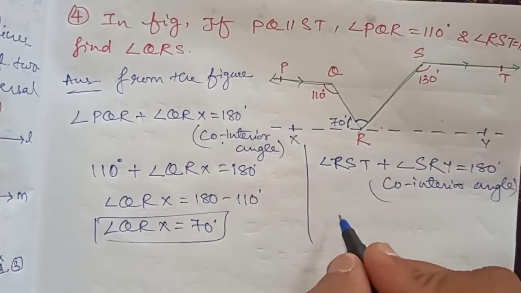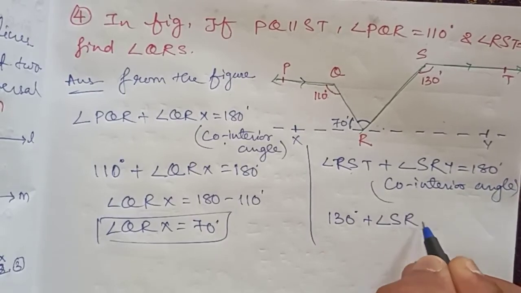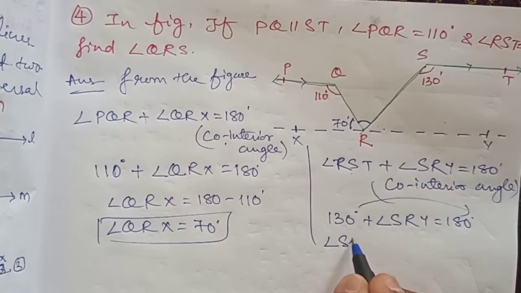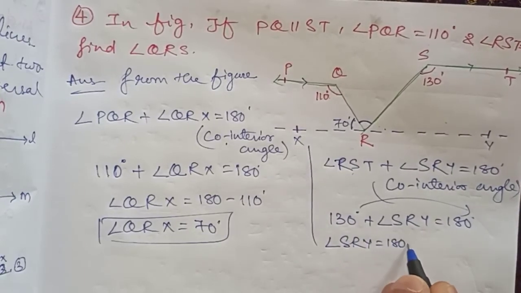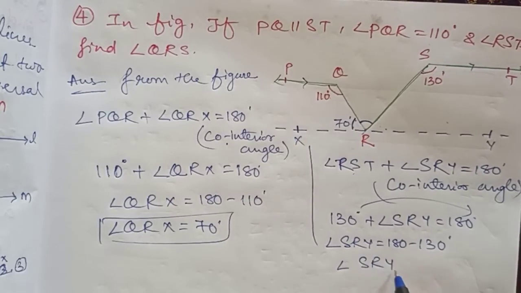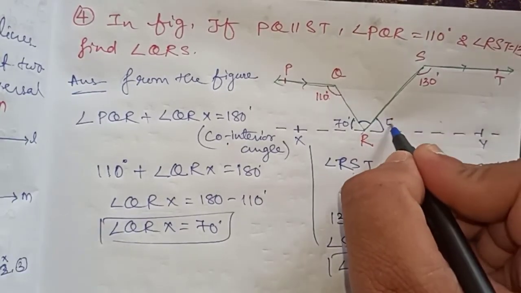What is RST? RST is 130 degrees, so in place of RST I will write 130, plus angle SRY equals 180. Bring 130 this side. Angle SRY equals 180 minus 130, so angle SRY we will get 50 degrees. So this I got 50 degrees.